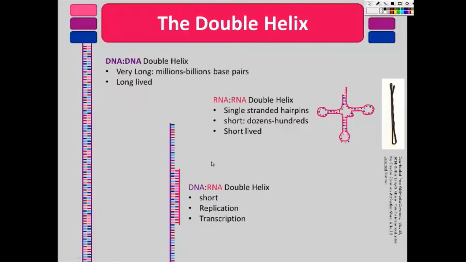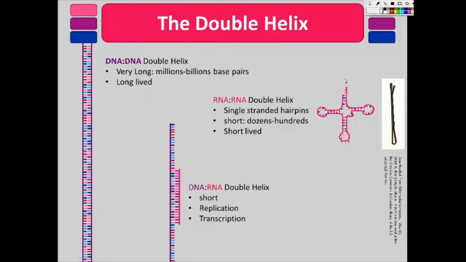A previous slide illustrated a double helix with one DNA strand and one RNA strand. Such complexes do exist briefly during processes such as replication and transcription inside the cell. But typically, DNA strands base pair with other DNA strands. These form very long, stable complexes that stretch for millions, if not billions, of base pairs.